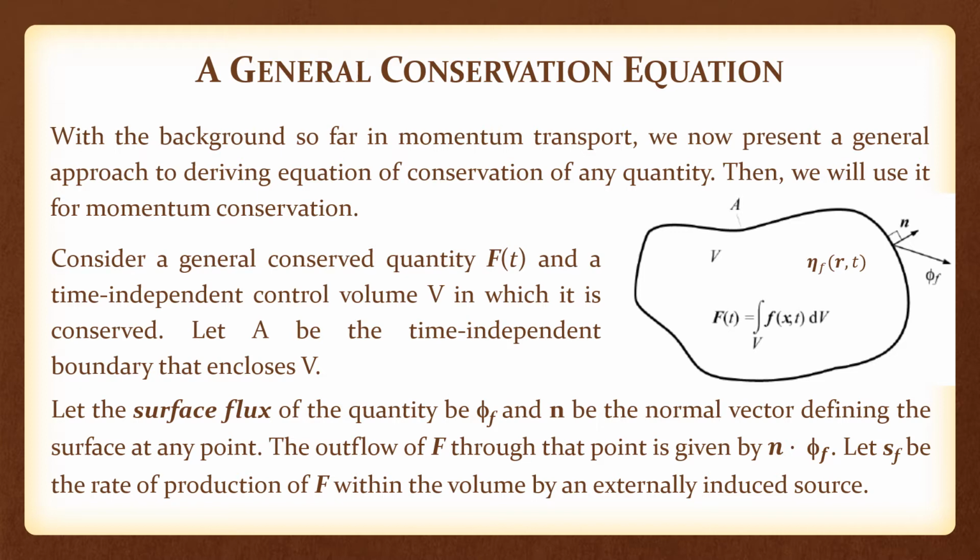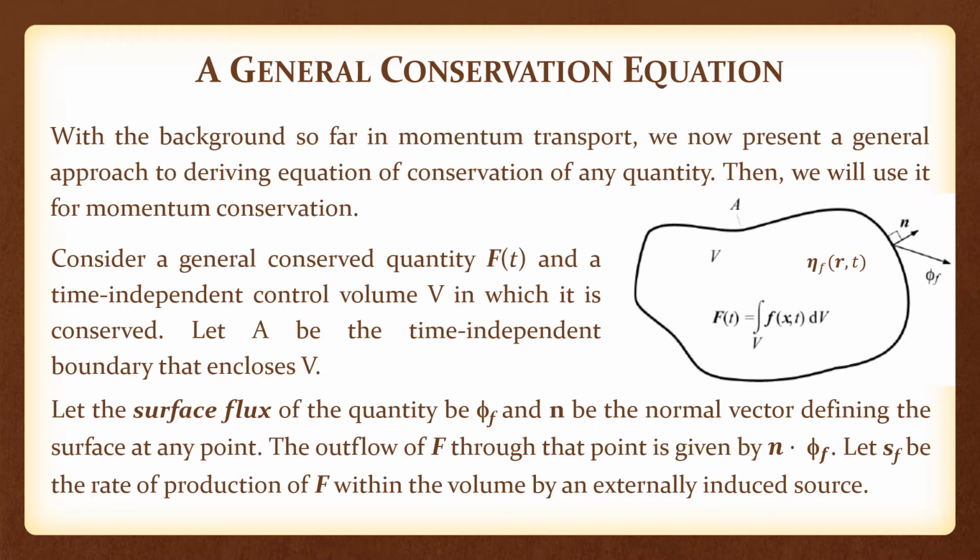Now we are going to look at the first thing which we looked at also when we derived the continuity equation, which is the flux of this quantity through the surface. Let the surface flux of the conserved quantity be phi f, and at any point the surface is defined by the outward normal vector n. So the outflow of f through that point is given by n dot phi f.